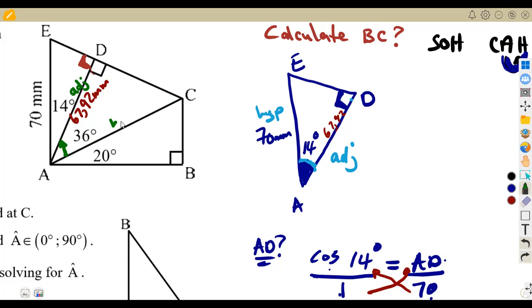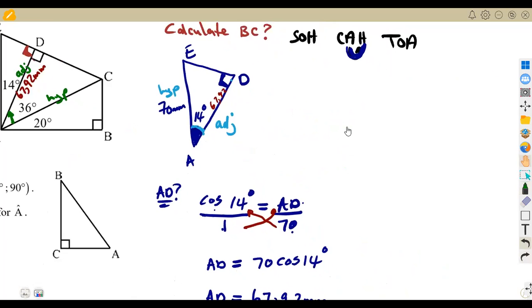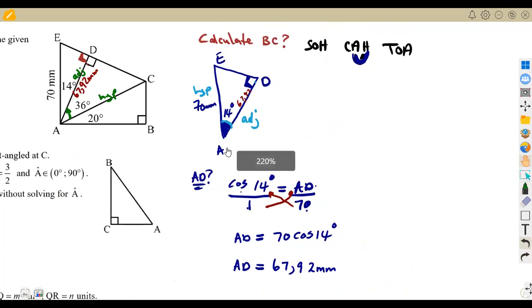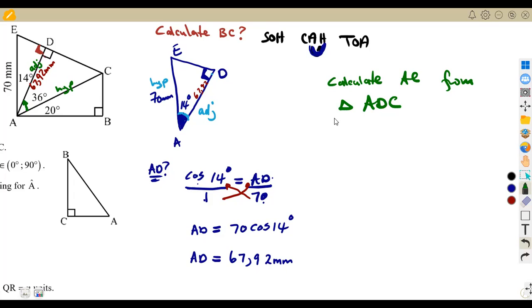It faces 90 degrees, so it's the longest side opposite the biggest angle. So we're going to use the ratio for cos, adjacent and hypotenuse at the same time. So remember what we had about here, cos. This time, we're going to calculate AC, from triangle ADC. So you're going to use triangle ADC.